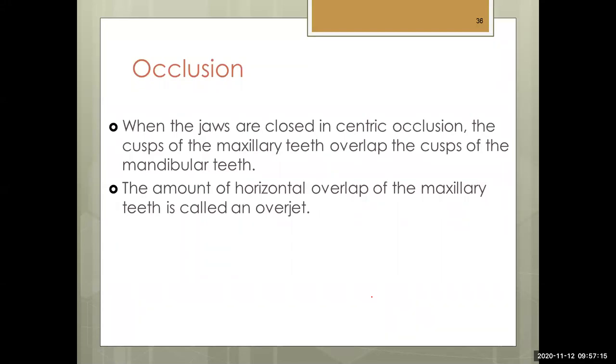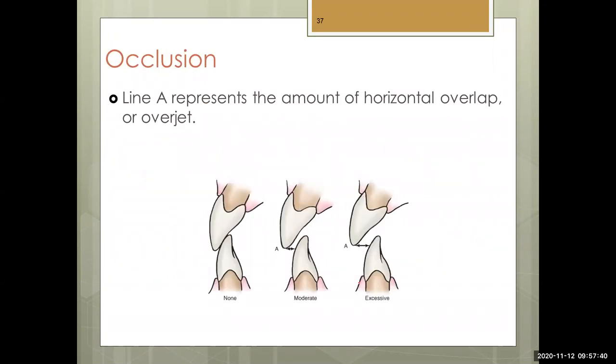So when the jaws are closed in centric occlusion, you're looking at the teeth, the cusps of the maxillary teeth overlap the cusps of the mandibular teeth. The amount of horizontal overlap of the maxillary teeth is called overjet, which we've gone over. You're going to take your periodontal probe and measure overjet: 2 millimeters, 4 millimeters, 5 or 6 millimeters. None, moderate, excessive.